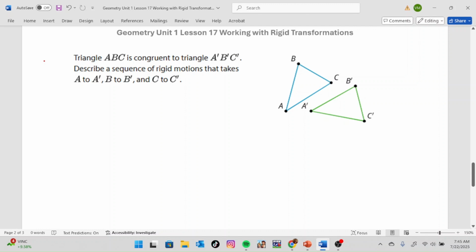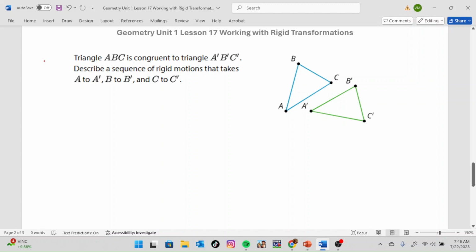Triangle ABC, which is the blue triangle, is congruent to triangle A prime, B prime, C prime. That's the green one. That means they have the same side lengths and they have the same angles. They want us to describe a sequence of rigid motions that takes A to A prime, B to B prime, and C to C prime.